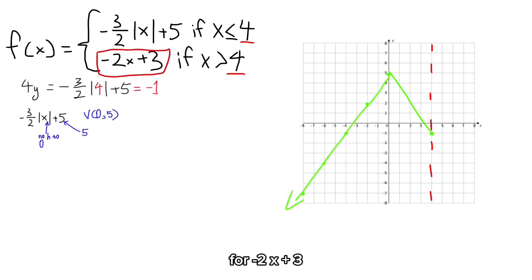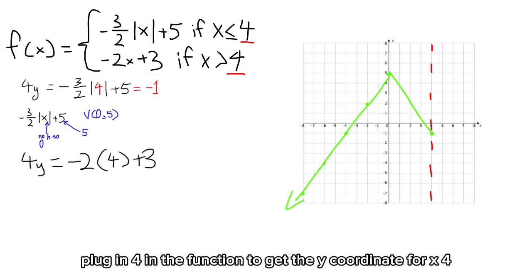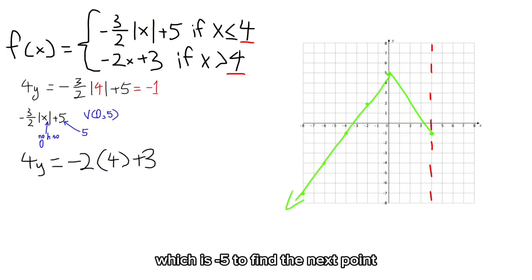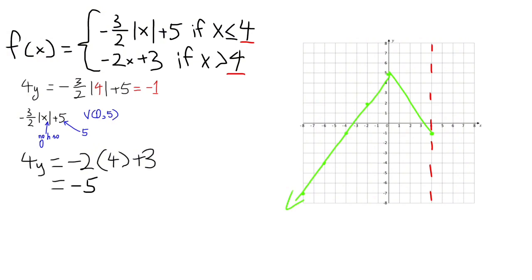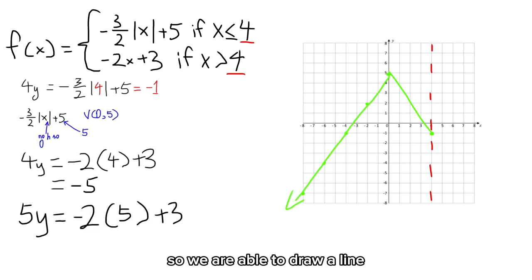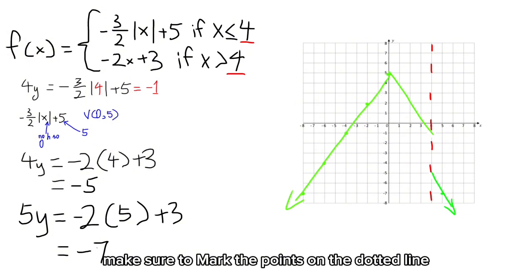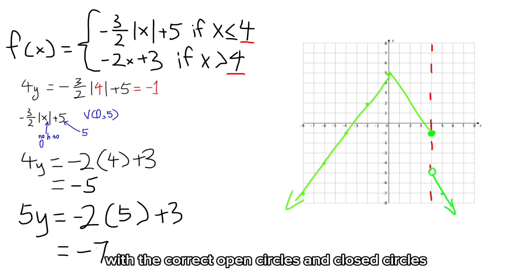For -2x plus 3, plug 4 into the function to get the y-coordinate for x equals 4, which is -5. To find the next point, so we are able to draw a line, plug x equals 5 into the function, which will be -7. Draw your line. Make sure to mark the points on the dotted line with the correct open circles and closed circles.